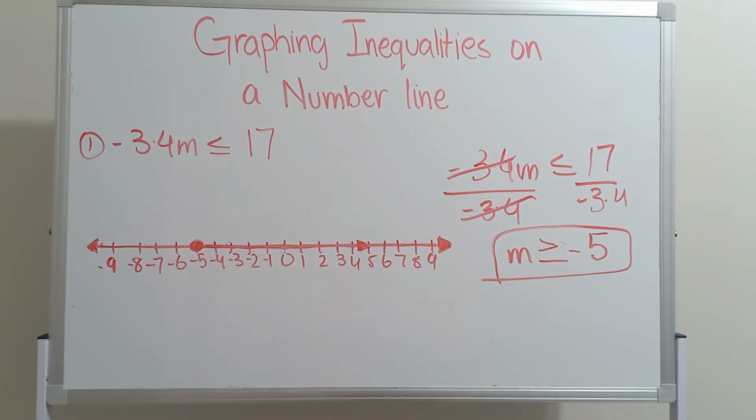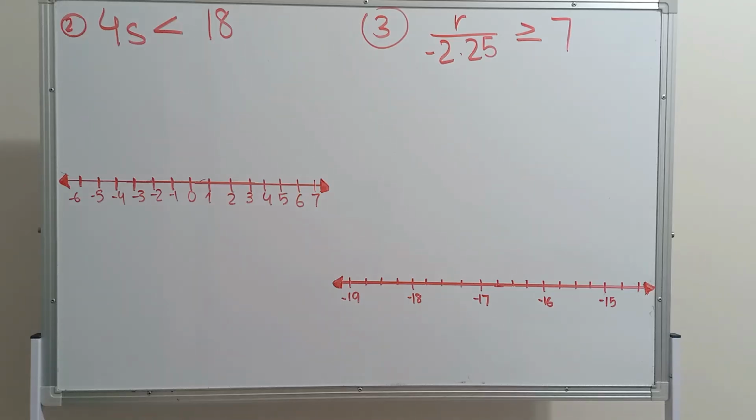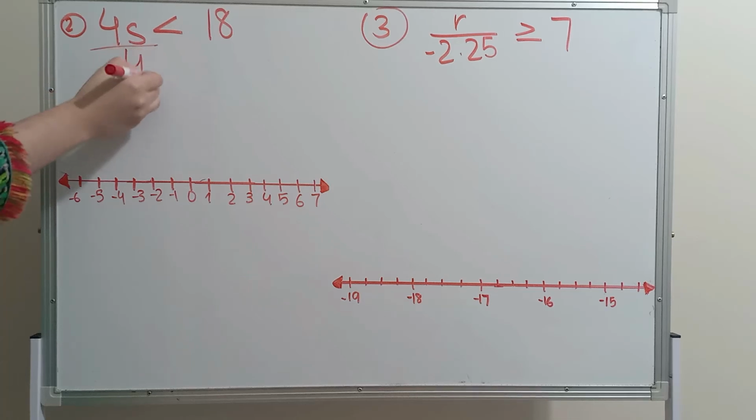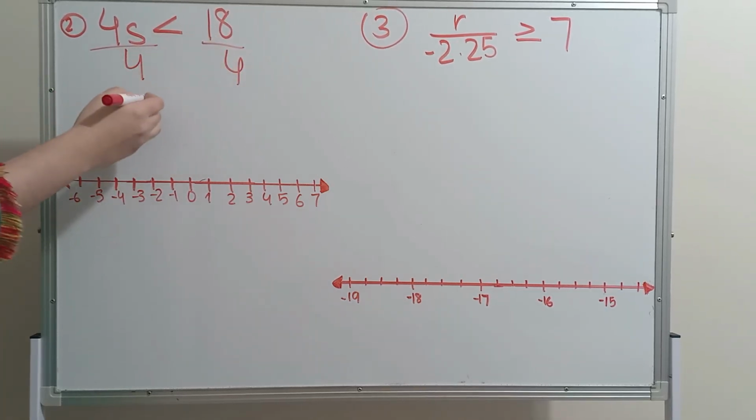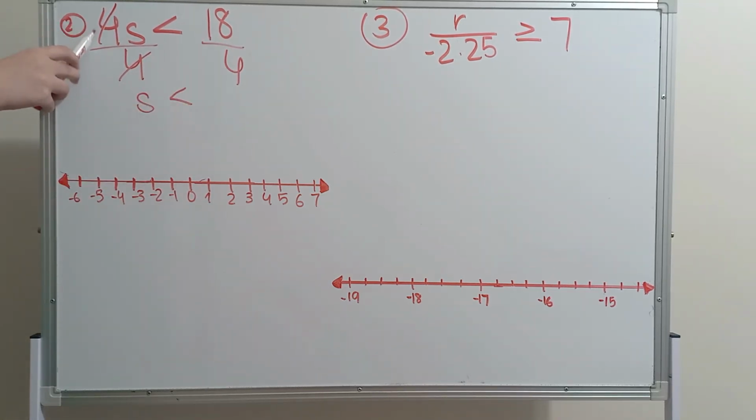Now let's move on to our second question. So now here we have our second question. It says 4s is less than 18. So now what we will have to do here is simple. We will just divide both sides by 4 as we did in the last question. We are going to divide both sides by this number to get the variable by itself. So divide both sides by 4 and these two cross out. So we will only have the variable by itself. Now we see that it is a positive number, so we will not change the direction of the sign.